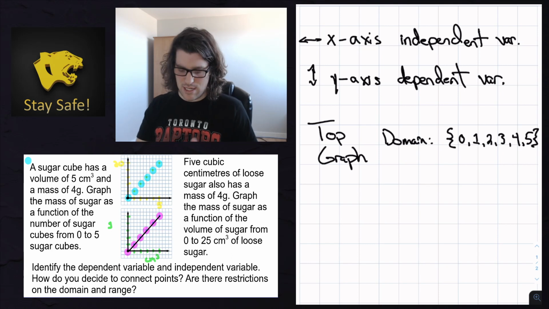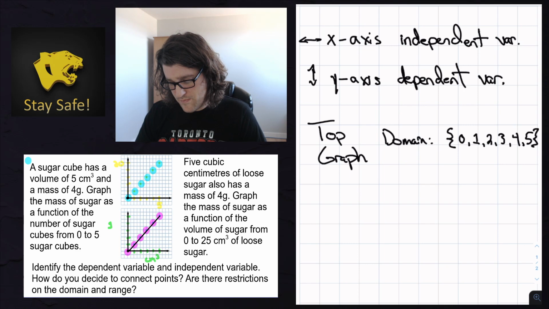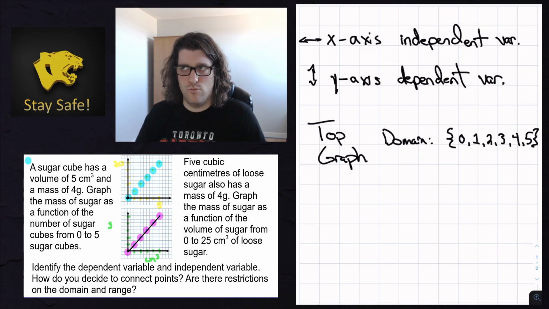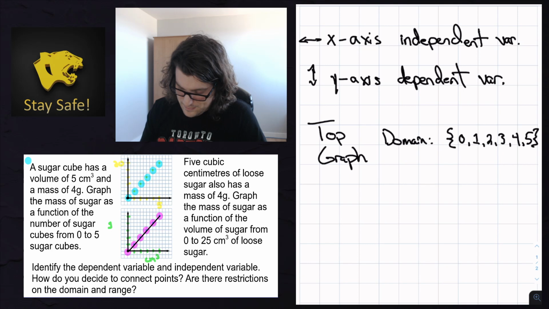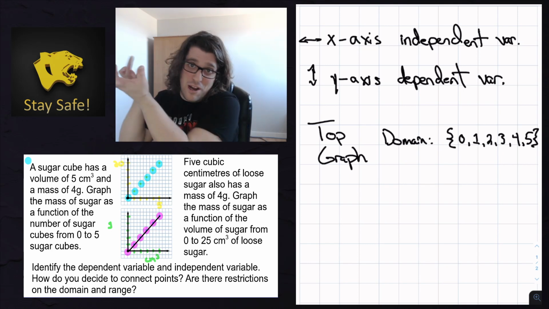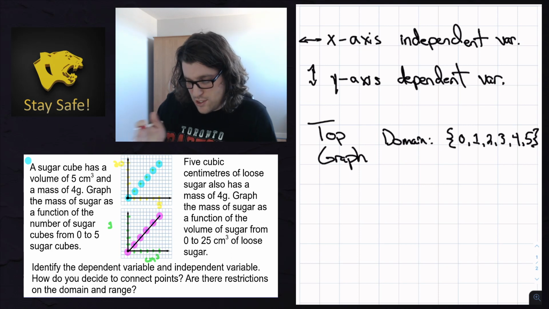It's restricted because I can't go down past 0 and I can't go up past 5. It's also restricted because I'm only allowing those whole number or natural number values. I'm not allowing real numbers or rational numbers or irrational numbers. So my domain is just going to be 0, 1, 2, 3, 4, 5.